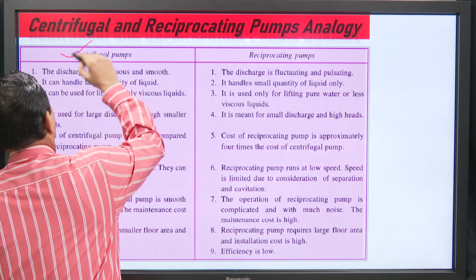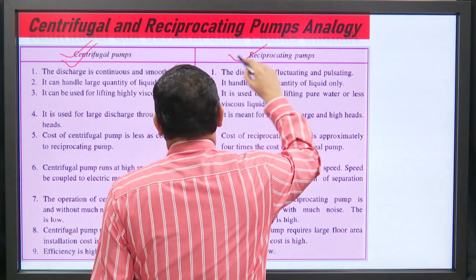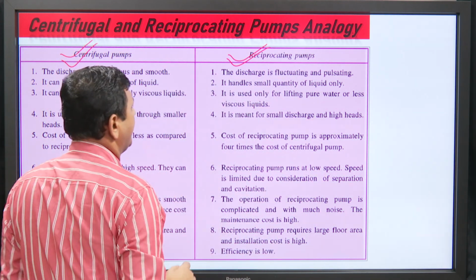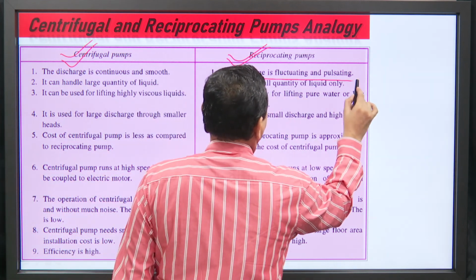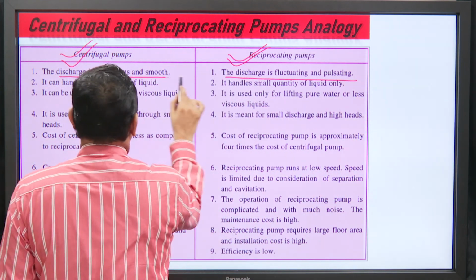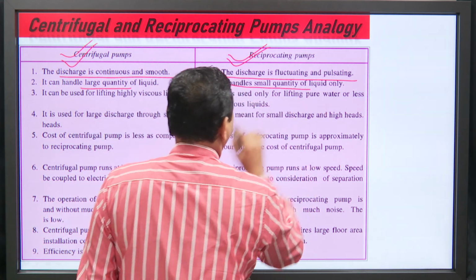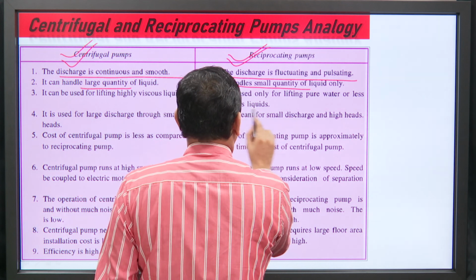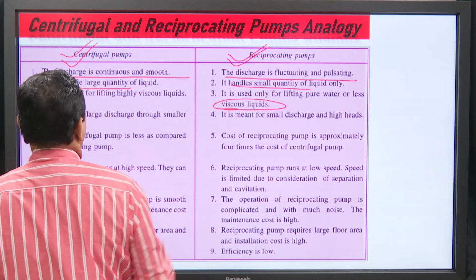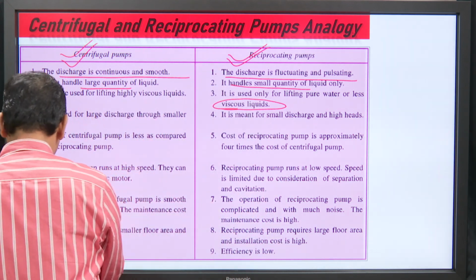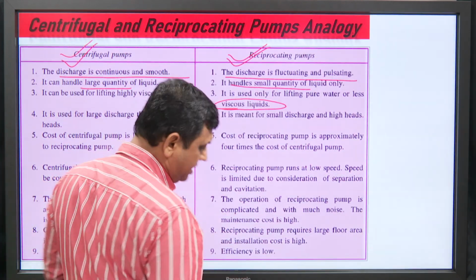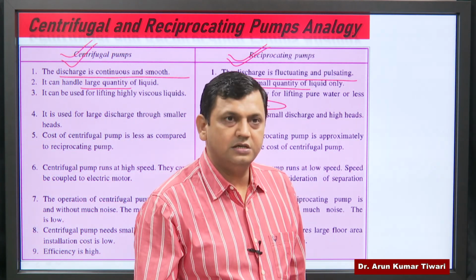So, what is the difference between centrifugal and reciprocating? In reciprocating, discharge is fluctuating and pulsating; in centrifugal, discharge is continuous and smooth. Centrifugal handles a large quantity, reciprocating a small quantity. Centrifugal handles pure water and less viscous liquid, while reciprocating handles high viscosity. Centrifugal has high efficiency, and reciprocating has low efficiency.